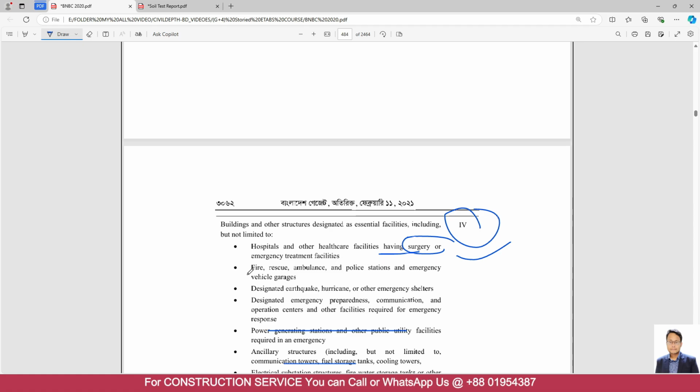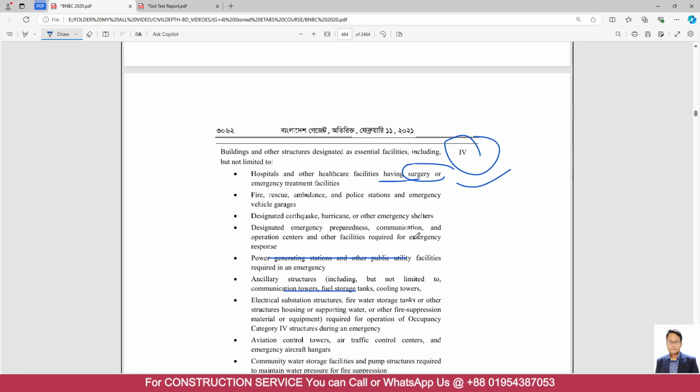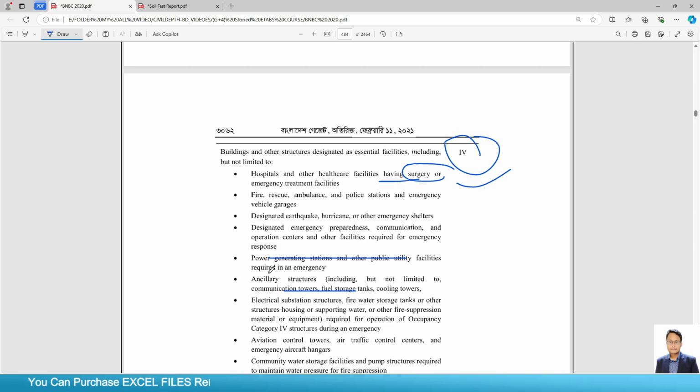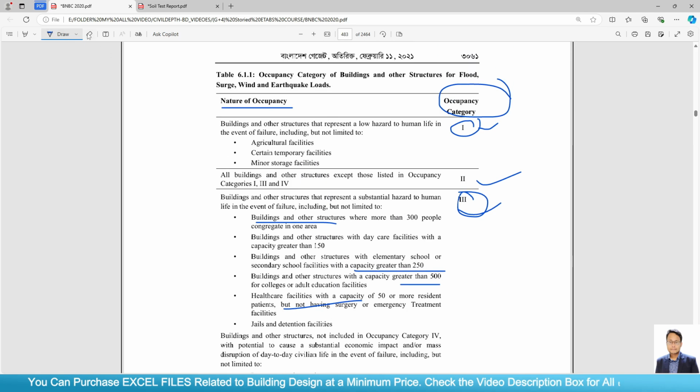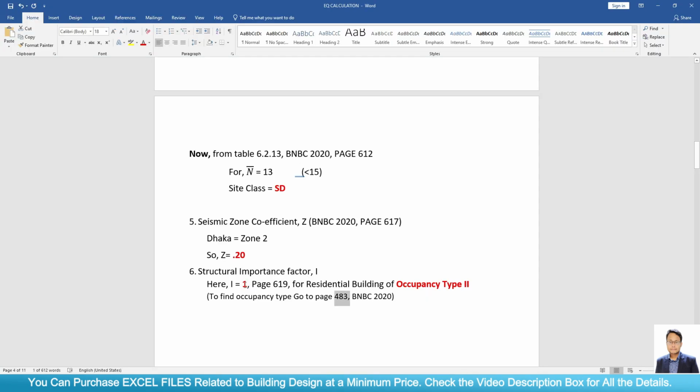This is a pure residential building. This is not an emergency structure. That means not for any fire rescue, ambulance, police station, not for hurricane shelter, not for emergency communication or anything, or power generating room, ancillary structure, nothing. That means we can say the occupancy category of our structure is 2. So we will write here occupancy category or occupancy type 2.